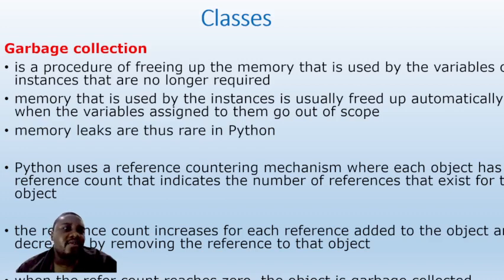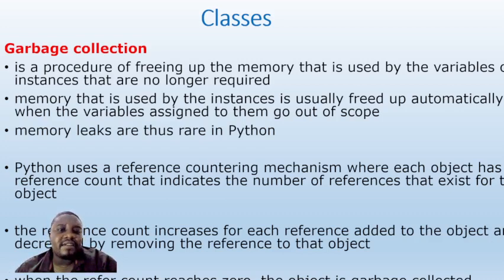Now, when we are working with classes, we can talk about garbage collection. Garbage collection is a procedure of freeing up the memory that is used by variables or instances that are no longer required. Memory used by an instance is usually freed automatically when the variables assigned to it go out of scope. Memory leaks are thus rare in Python.